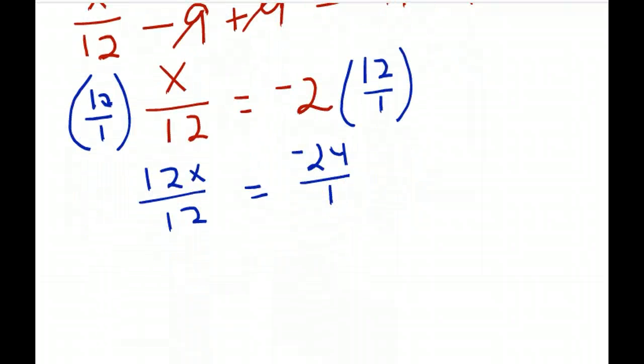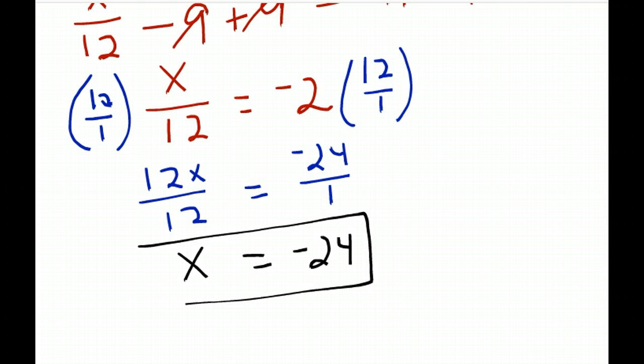All right, then 12 over 12 is 1x. Negative 24 over 1 is negative 24. So our answer is x equals negative 24.